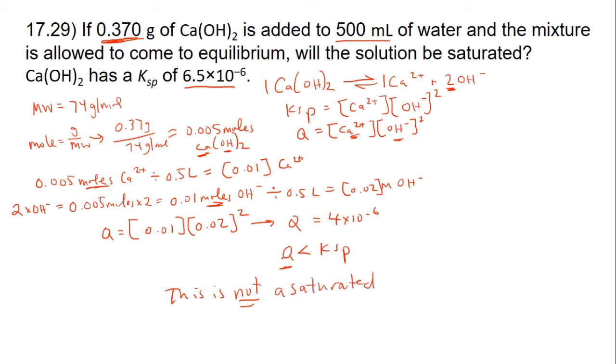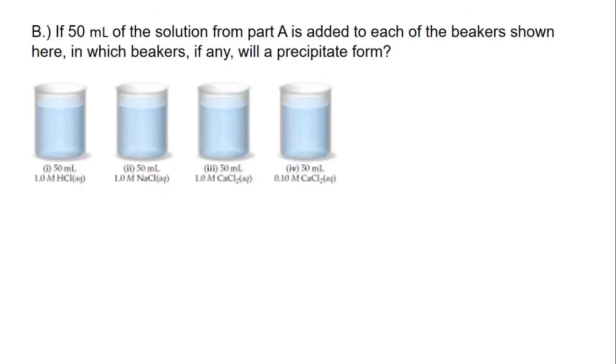Our calculated value of Q is less than our KSP, and that's because we have a concentration of calcium that's less than it can hold at equilibrium and at its saturation maximum, and a concentration of hydroxide that's less than it can hold at its saturation maximum. So more can go into solution. That's pretty easy. The second part is a little bit harder.